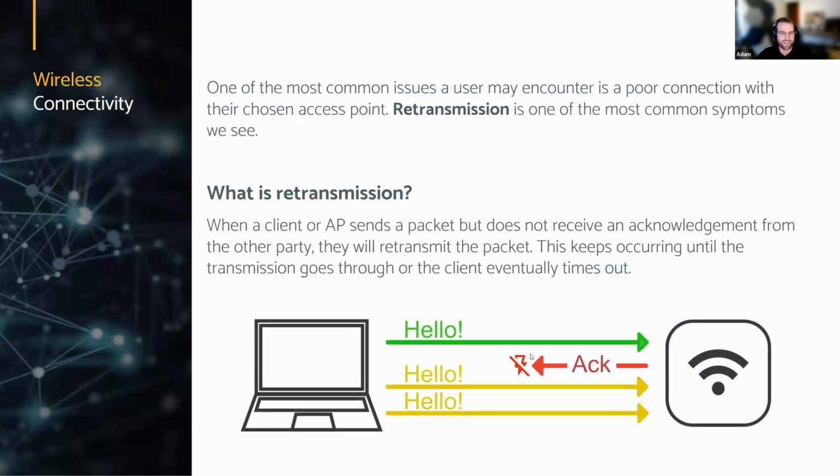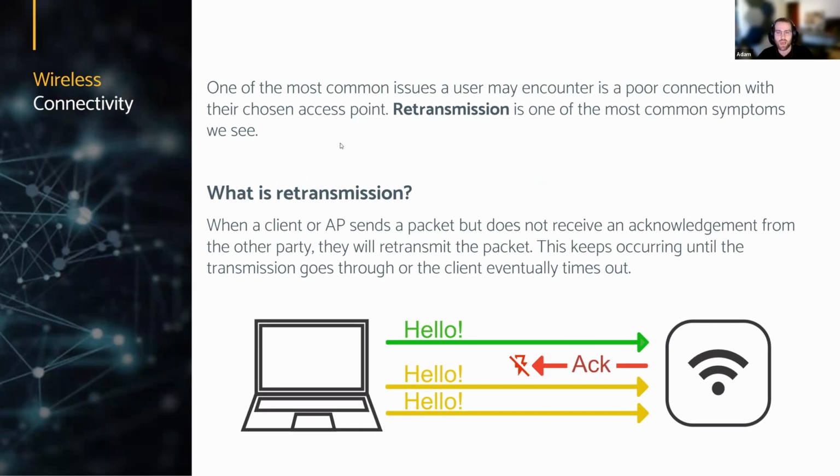Now, to really dive into this, I want to first touch on wireless connectivity. I know the agenda behind today's webinar is proactive monitoring, but I think this is an important thing to touch on, as it's a good thing to know about for how to troubleshoot. When a user is noticing slow Wi-Fi, one of the most common issues behind that may be a poor connection with their chosen access point.